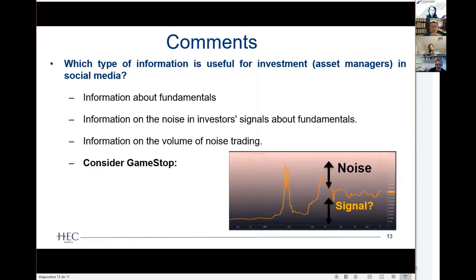If you take the GameStop example, I think it's a very interesting example because it suggests that maybe there is a little bit of both here. In fact, if you look at the evolution of the stock price for GameStop, initially you had this very large, very fast increase in the price, and then a reversal, but the reversal is not complete even after 3 or 4 months after the event. That suggests that maybe some of the guys who were active on Reddit had indeed fundamental information that was not just noise.